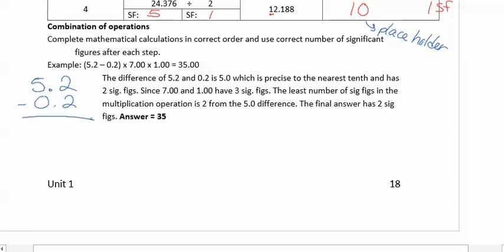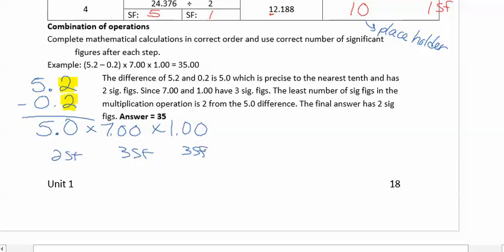We're going to do 5.2 subtracting the 0.2, which ends up being 5.0 with sig figs. We're going to keep both of those because the 2's are both significant figures, so we would round to the tenths place. So we keep the 5.0, and we would have 5.0 times 7.00 times 1.00. So this is 2 sig figs, 3 sig figs, and 3 sig figs. With multiplication, we go by the least quantity, so we're going to end up with 2 sig figs, which would make our answer 35. Okay?